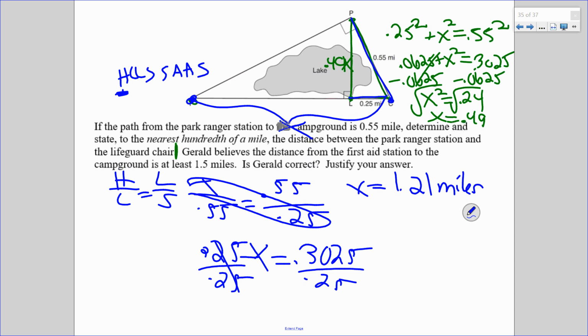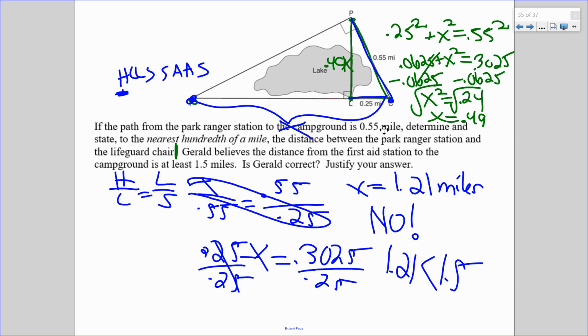Gerald believes that at least 1.5 miles. Is 1.21 at least 1.5? No, at least means it could be that or more. It's less. So no, Gerald, you're wrong. 1.21 is less than 1.5. Stupid Gerald.